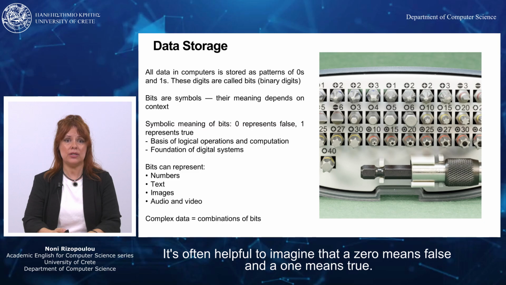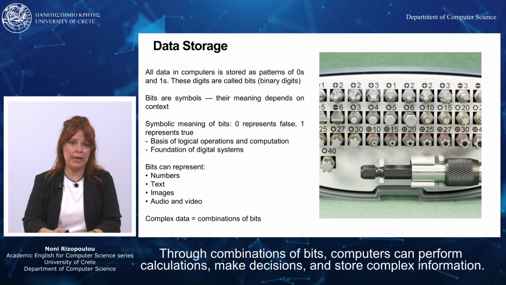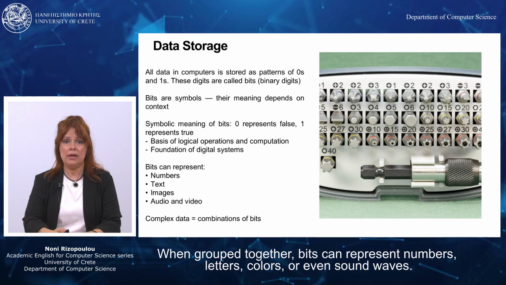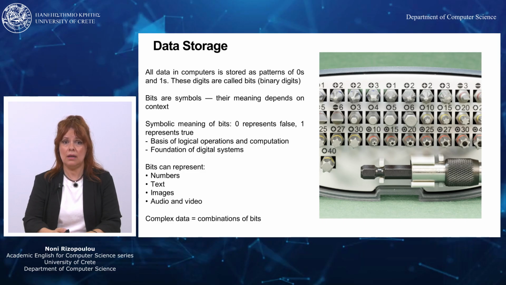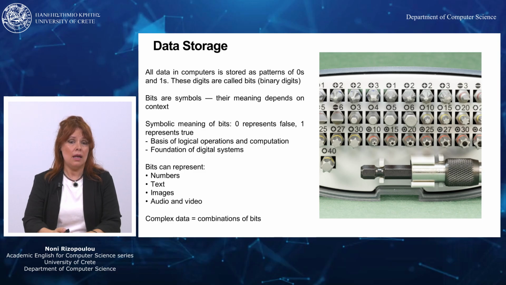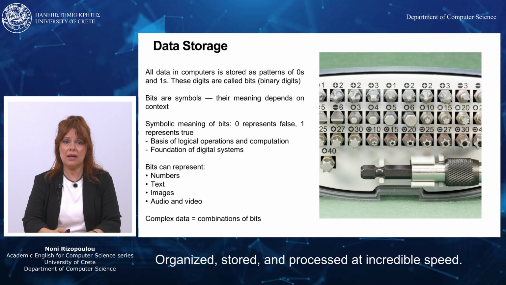It's often helpful to imagine that a zero means false and a one means true. This simple true-false logic forms the foundation of all digital systems. Through combinations of bits, computers can perform calculations, make decisions, and store complex information. When grouped together, bits can represent numbers, letters, colors, or even sound waves. For example, a single photo on your phone contains millions of bits, each encoding tiny details like color and brightness. No matter how complex the data seems at its core, it's all patterns of zeros and ones, organized, stored, and processed at incredible speed.